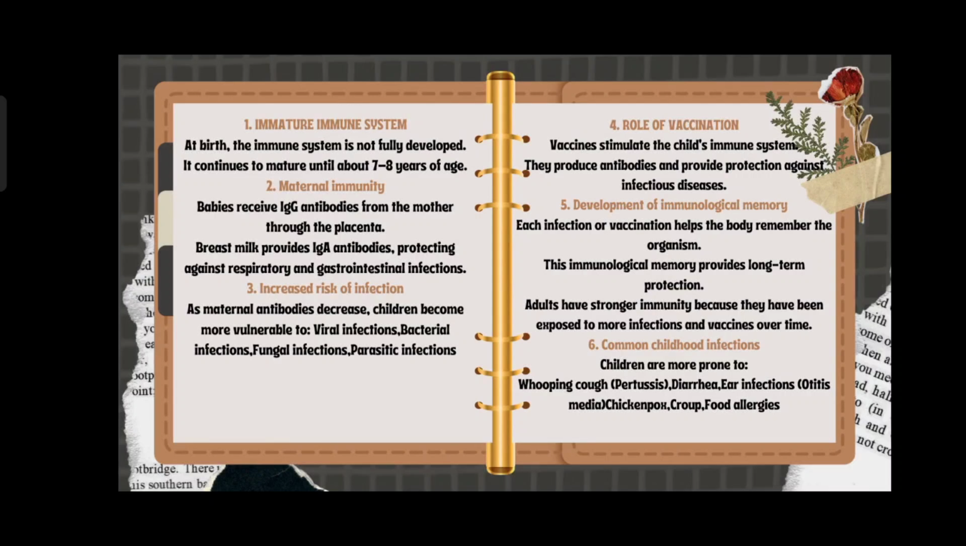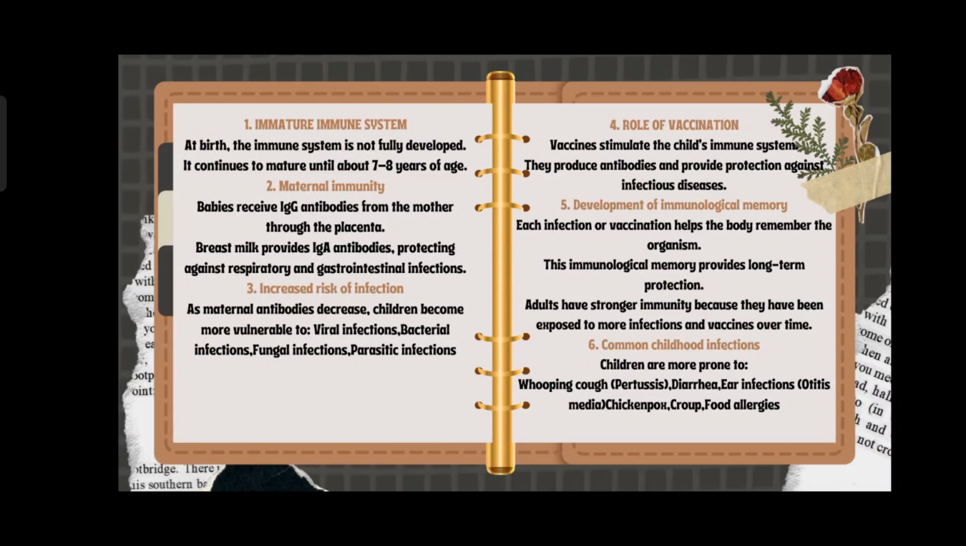Then development of immunological memory, which means each vaccination or the infection helps the body to remember the organism. So, this immunological memory provides a long-term protection to the child, and the adults also have the stronger immunity because they have been exposed to more infection and vaccines over the time, which means the adult is having more stronger immunity than the children. Why? Because they have been exposed to more infection and vaccines over the time.